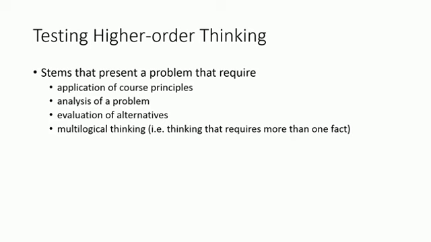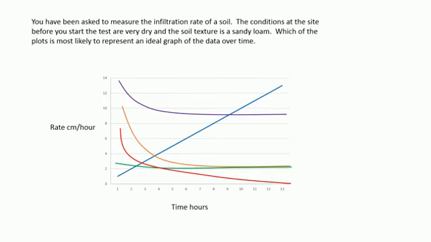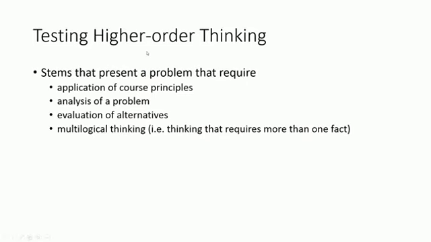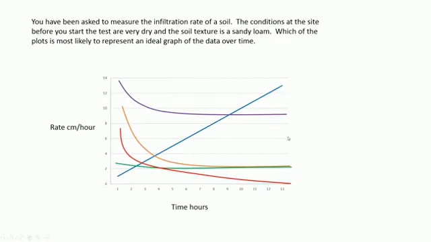Now, I've got one example of a question that would test higher order thinking, and that's this one here. You've been asked to measure the infiltration rate of a soil. The conditions at the site before you start the test are very dry and the soil texture is a sandy loam. Which of the plots is most likely to represent an ideal graph of the data over time? So this is evaluating alternatives, but also the multi-logical thinking that requires more than one fact.